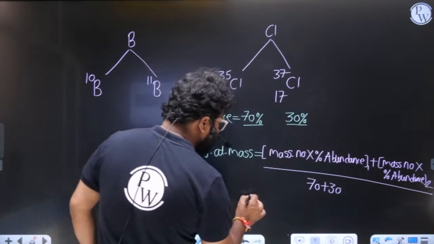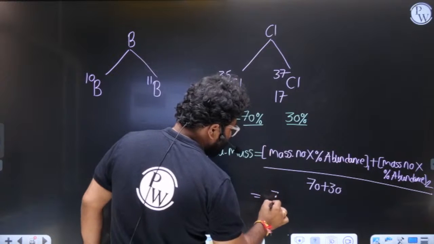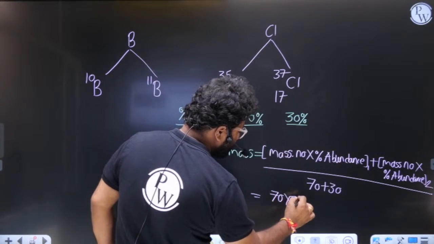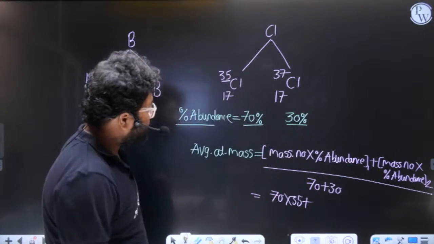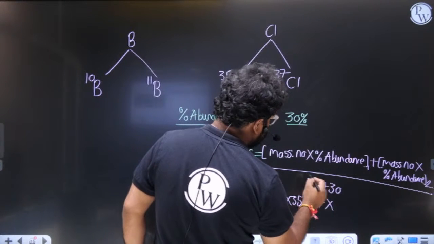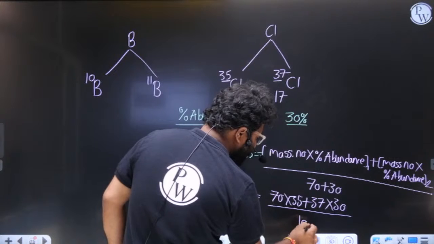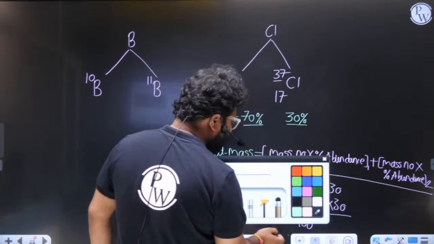Okay? So mass number is how much? 35. Abundance is 70. So 70 into 35. Then mass number 37, abundance is 30, divided by 70 plus 30. 70 plus 30 is how much? It comes out to be 100.